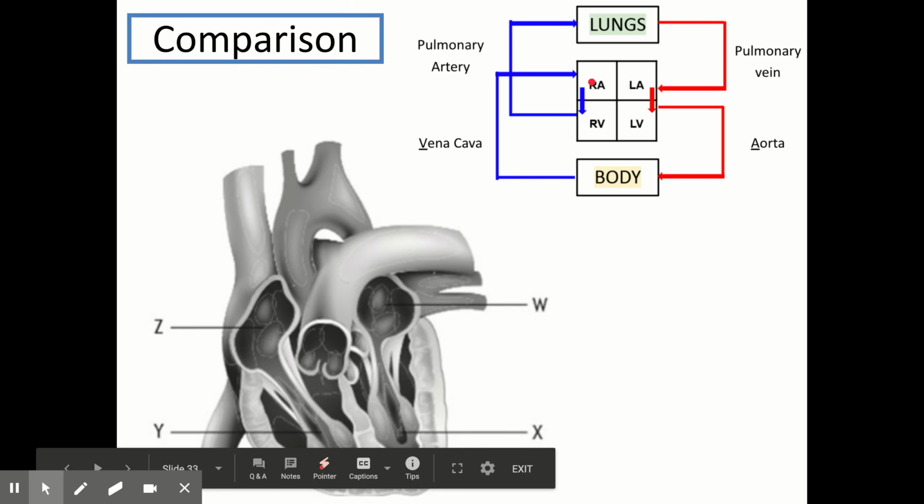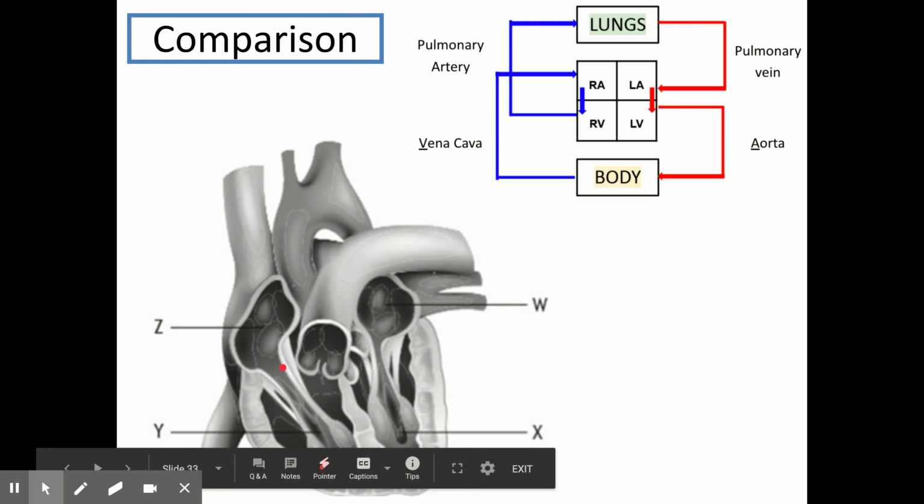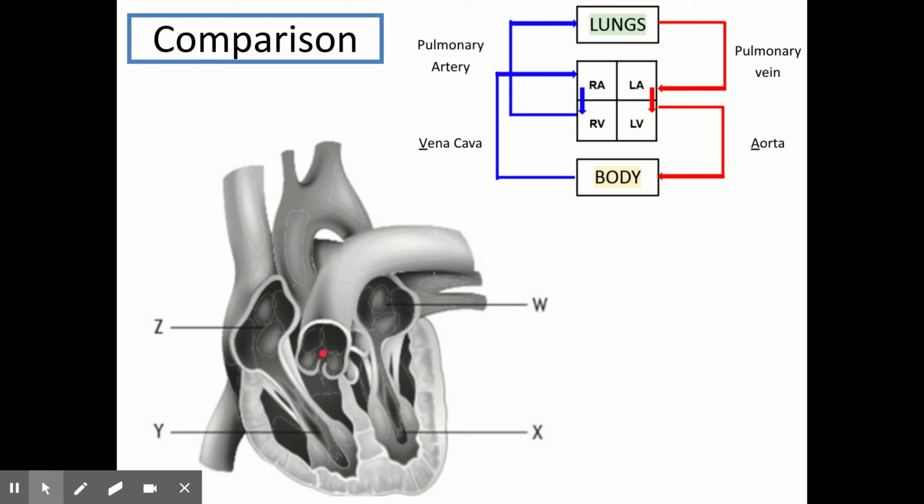So up here, we can see it goes from the right atrium to the right ventricle and then goes out via the pulmonary artery to the lungs. So where's the pulmonary artery in this diagram? Well, the blood comes from the right atrium into the right ventricle, and then it goes up through this part here, this bit in the middle. So this is the pulmonary artery here. Basically, from the ventricle, blood goes up and out through the vessel in the middle of the heart. So this vessel here would be the pulmonary artery.